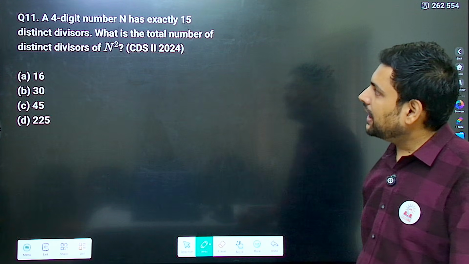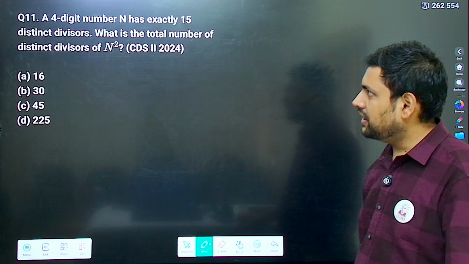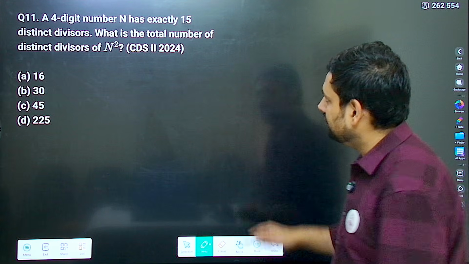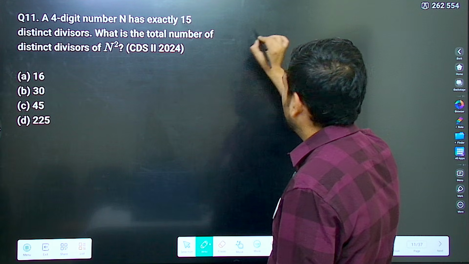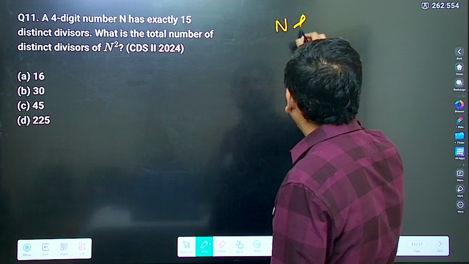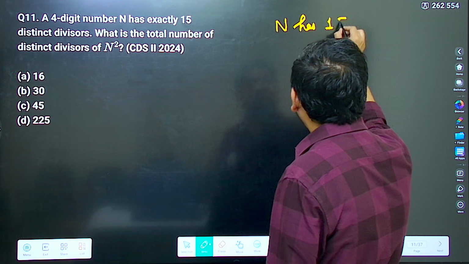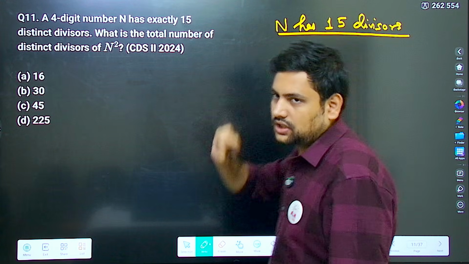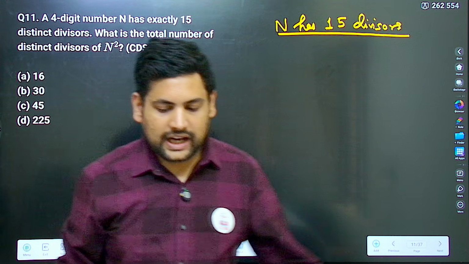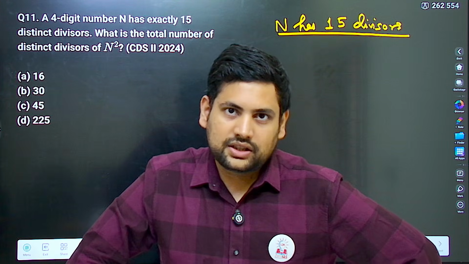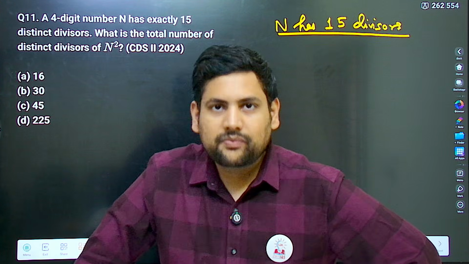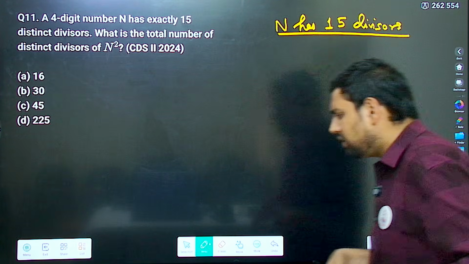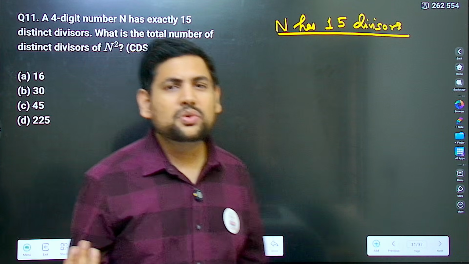A 4-digit number n has exactly 15 distinct divisors. What is the total number of distinct divisors of n square? Now, n has 15 divisors. In other words, n has 15 factors. This you can feel, correct? Now, if n has 15 factors, then understand what happens. What must have happened? What would n look like?